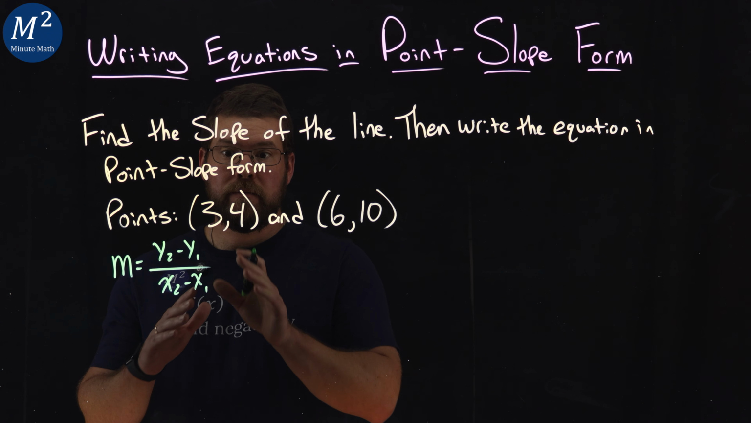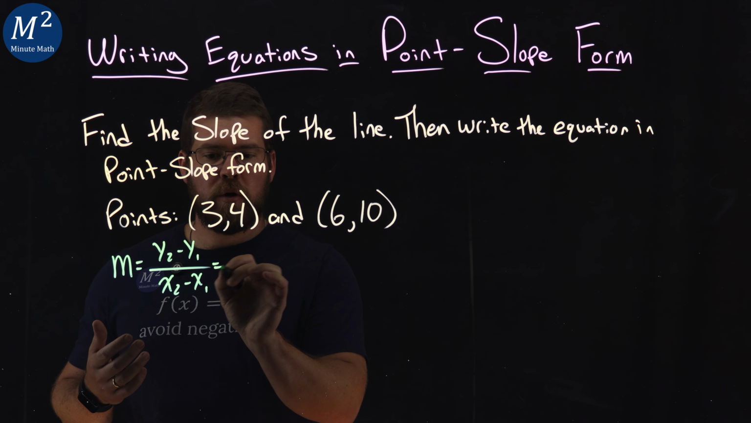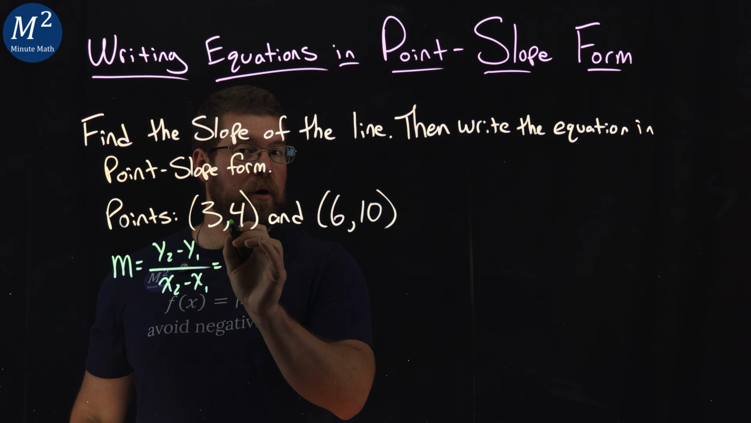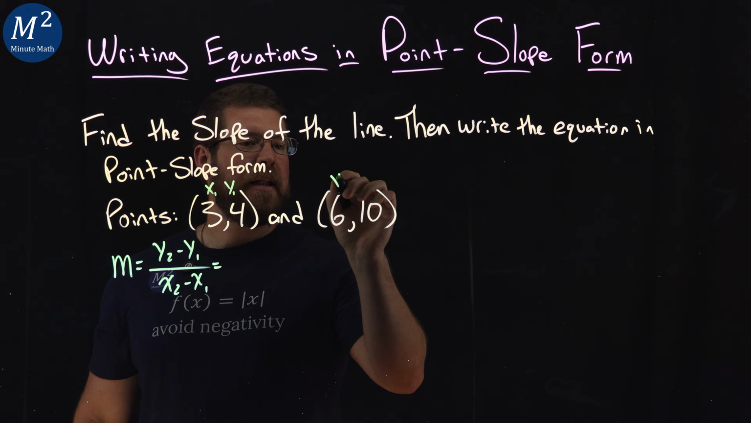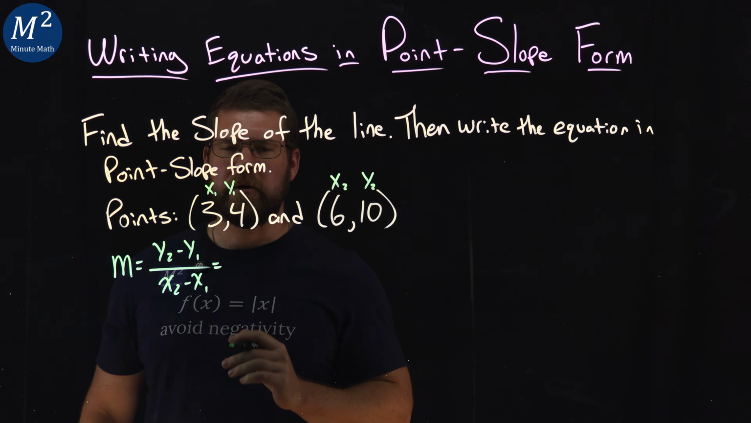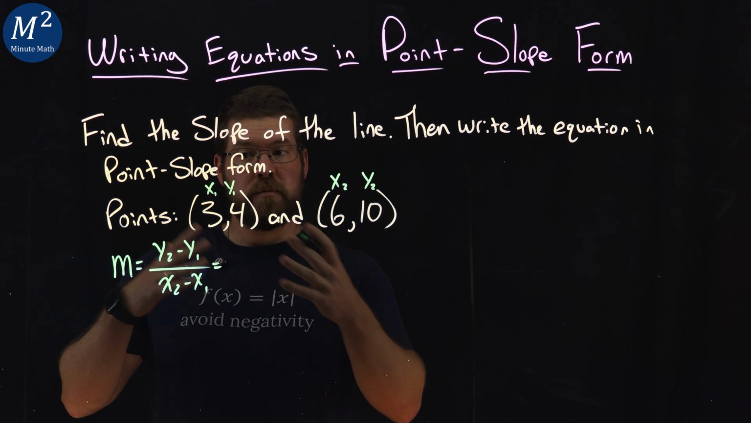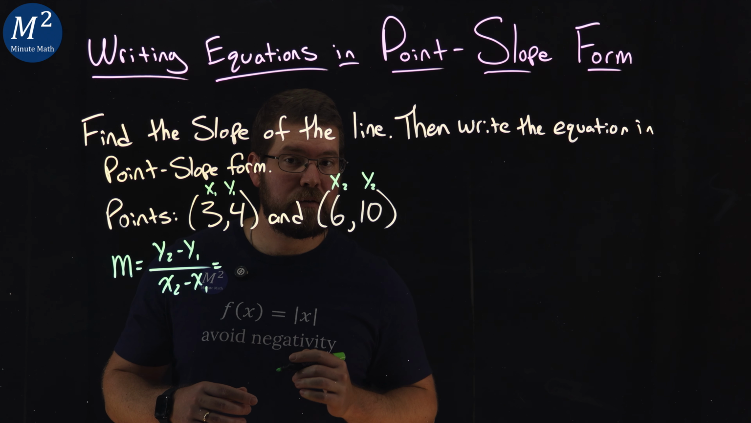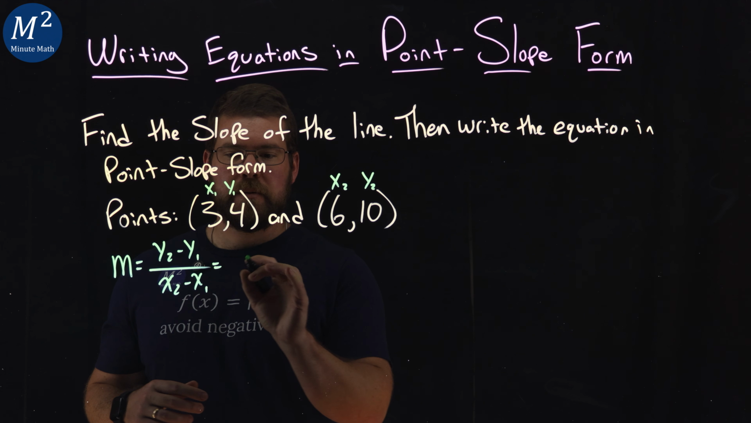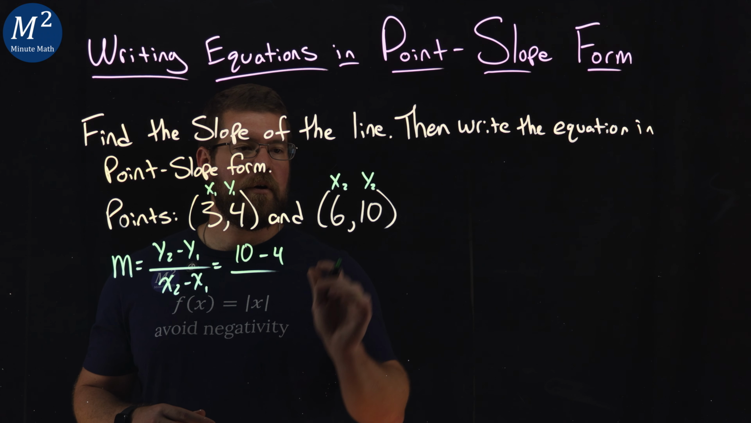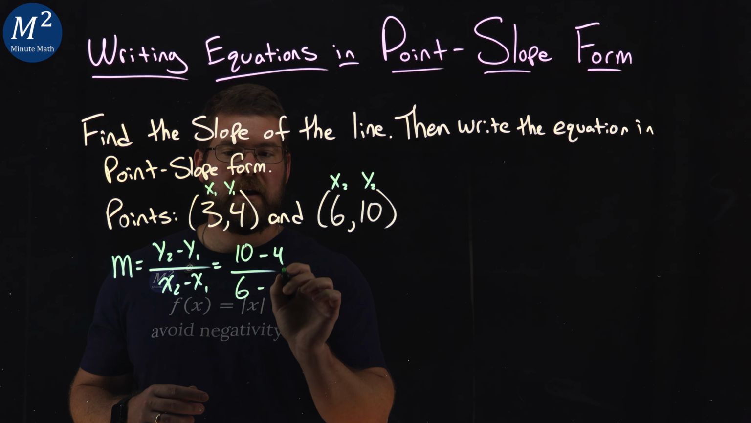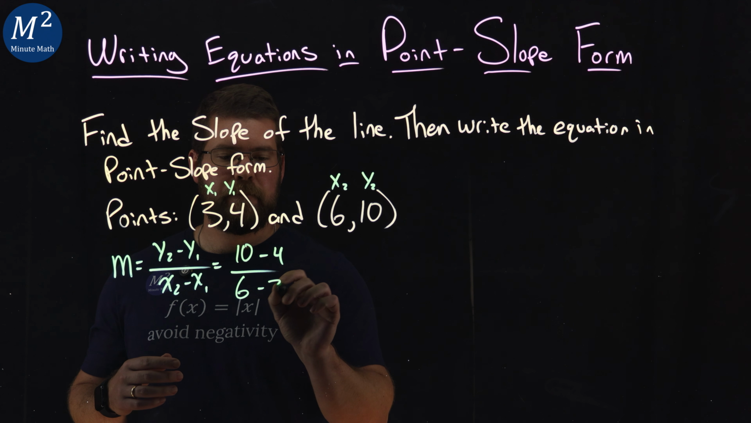And so now we can take our points here and plug them into the formula. Let's make this one here our point 1 and this one point 2. So we have x1, y1 here, and x2, y2 here. It doesn't matter which one you choose as point 1 and point 2. Just keep it consistent. All right, so y2, 10, minus y1, 4, over x2, 6, minus x1, 3.